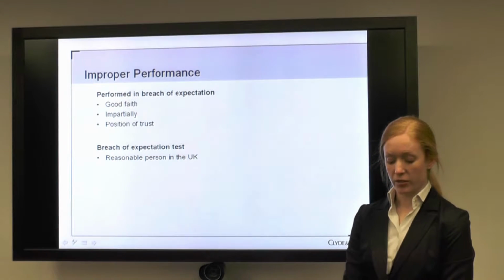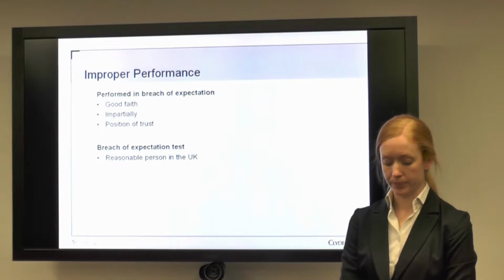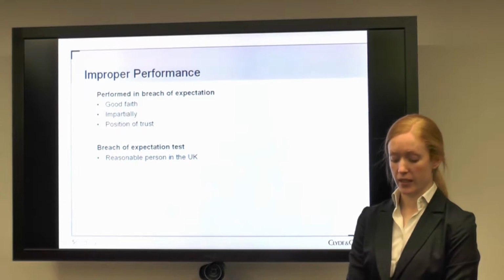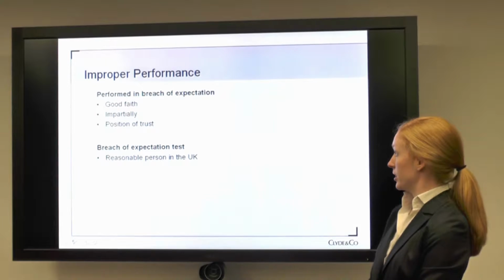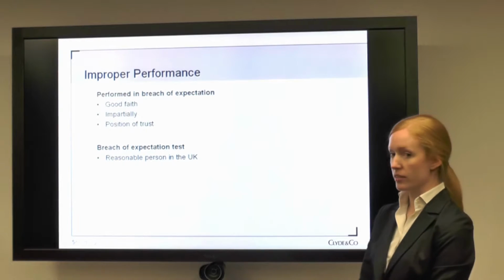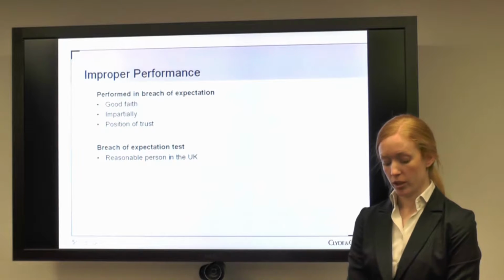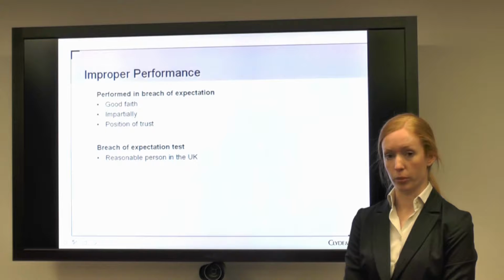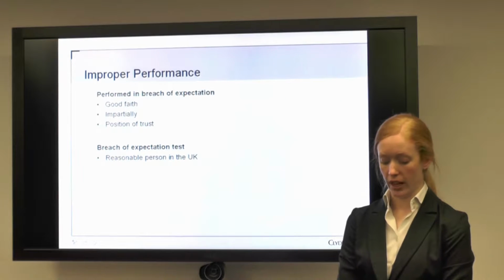A requirement of the general offence is that someone is induced to perform a function improperly. The Act is slightly backwards in that it tells you what proper performance is, such as acting in good faith, impartially, and in a position of trust. And then it says that improper performance is something contrary to that, so it has to be in breach of an expectation of proper performance. The expectation is judged on the standards of a reasonable person in the UK.